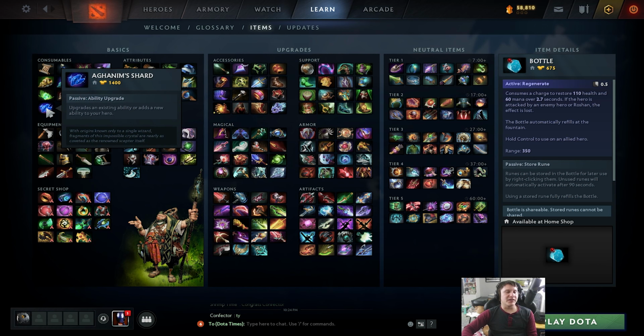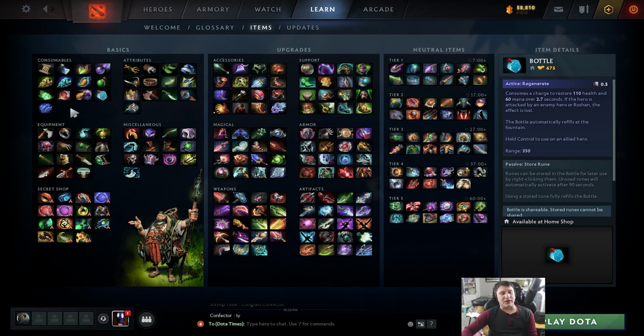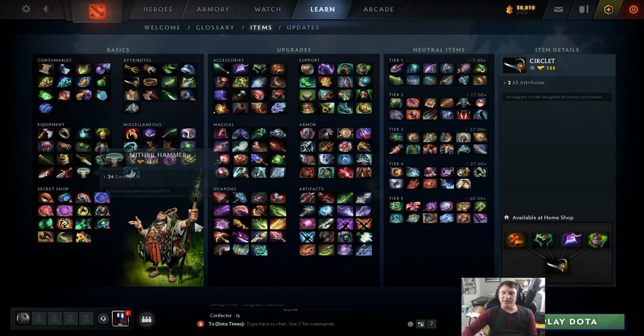Alright, Aghanim Shard, that's just a consumable. You're not going to really be using it early game, but your attributes you will see. Some good things to know is that a circlet's going to build into these 4 main mid-ish game items.